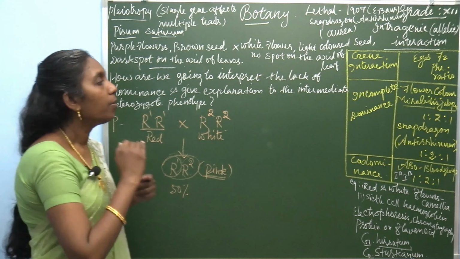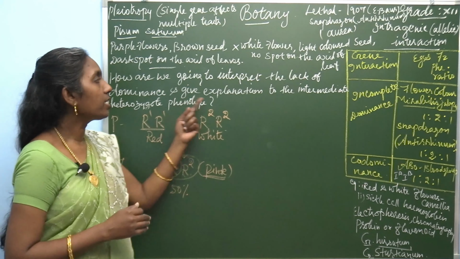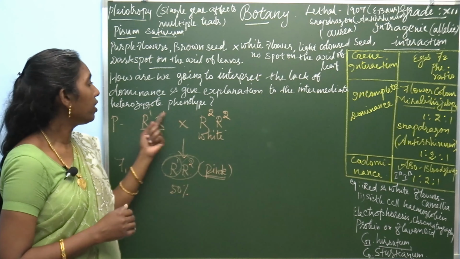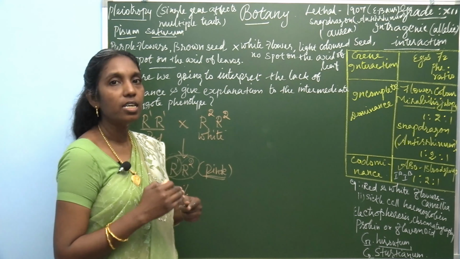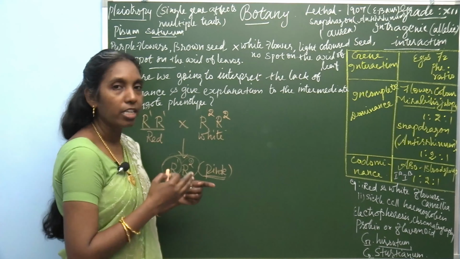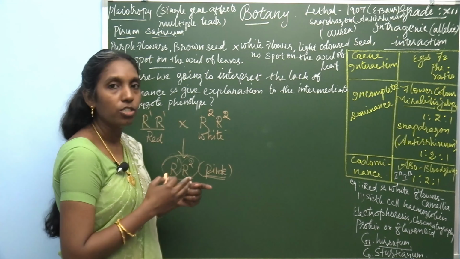In this incomplete dominance, the dominant character is expressed incompletely, so it is known as incomplete dominance. So today the first question you are going to learn is how to interpret the lack of dominance and explain the intermediate color of the heterozygote phenotype. These two are homozygous, and this is the heterozygous phenotype. So it gives the 1:2:1 ratio. The same example can be found in snapdragon, otherwise called Antirrhinum. In snapdragon also, the same 1:2:1 ratio.